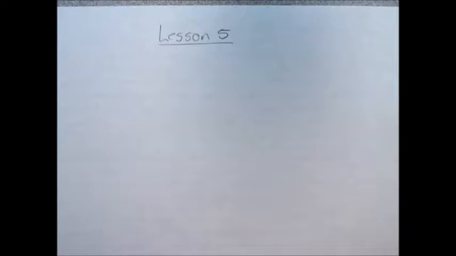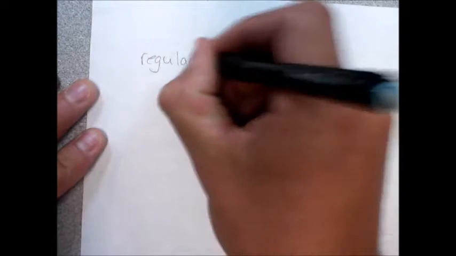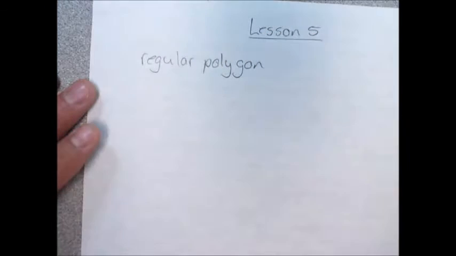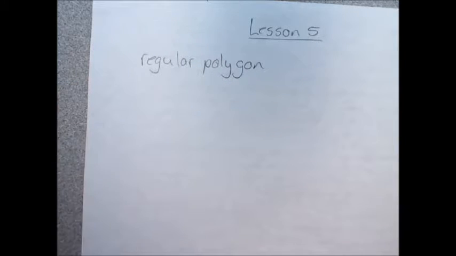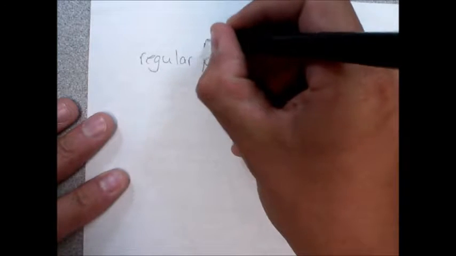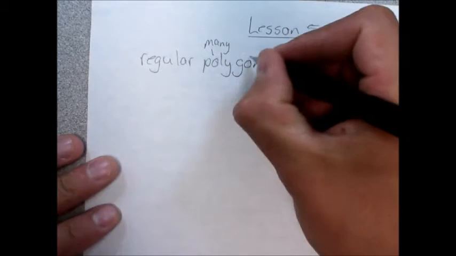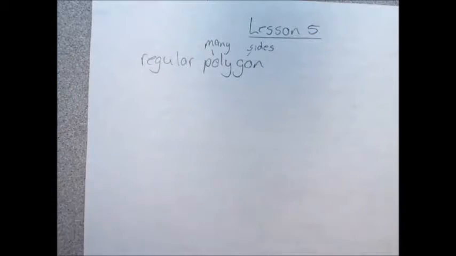So, we're going to re-clarify a few definitions. Let's talk about what regular means. Regular polygons, most specifically. So, polygon. I want to define poly for you, just to make sure that we know what poly and gon mean. Poly basically means many, and gon, G-O-N, means sides. So polygon means many sides. That's all it is.